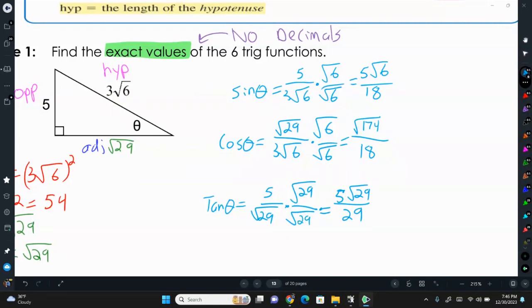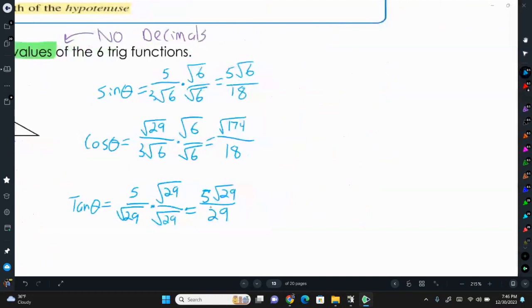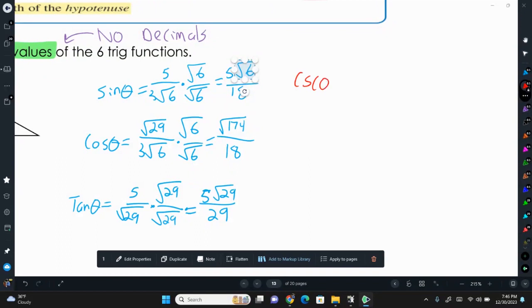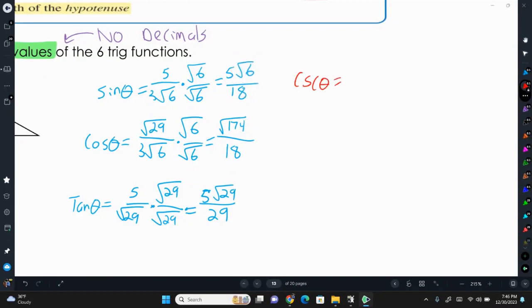Now, you don't have to do it in this order. I always like to do the sine, cosine, tangent first, and then figure out the reciprocal ones. So now the reciprocal ones over here, we have cosecant, which is just going to be my sine flipped. Now, I could flip the simplified one, but that's going to give me a radical in the denominator. Instead, I'm going to take the thing I started with and flip that.